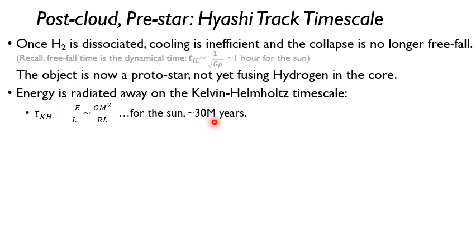So Kelvin-Helmholtz timescale is a heck of a lot longer than the dynamical timescale, and that's one thing that lets you know that now your protostar is in hydrostatic equilibrium.